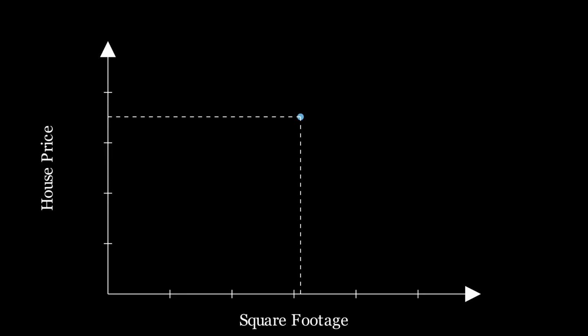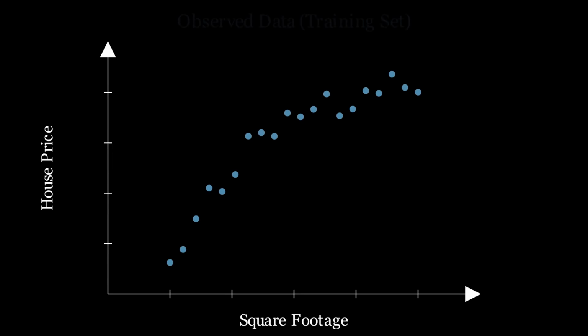No two houses are identical. Location, age, condition, all of that affects the price. That's why real data is messy. It contains noise, randomness, and imperfections, and that's okay. Because our goal is not to copy the dots. Our goal is to understand the pattern behind them.